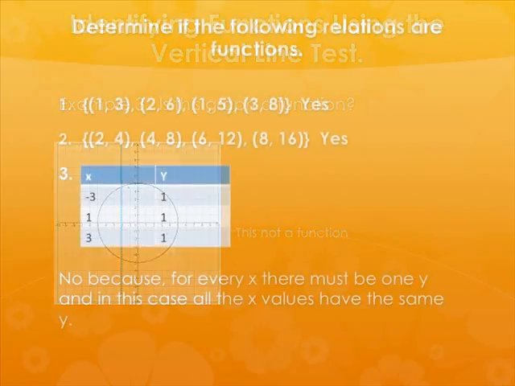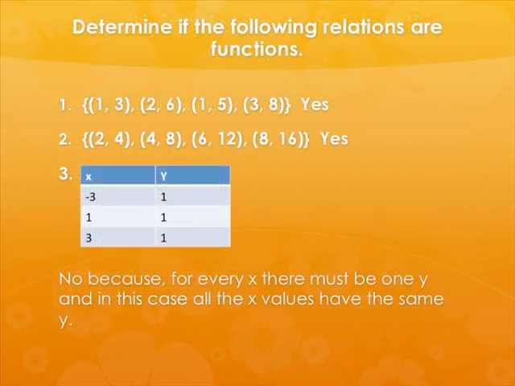Here are some additional examples. So for number 1, we have (1, 3), (2, 6), (1, 5), (3, 8), and we want to determine if this relation is a function. Well, for every x value, we have only one y value, so therefore it is a function. For number 2, we have (2, 4), (4, 8), (6, 12), and (8, 16). This is also a function because for every x value, we have only one y value.